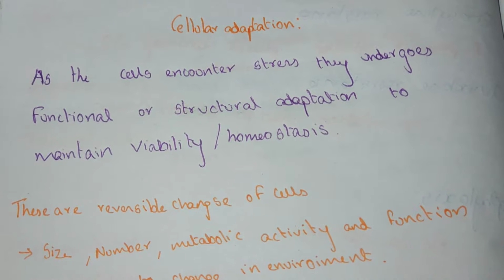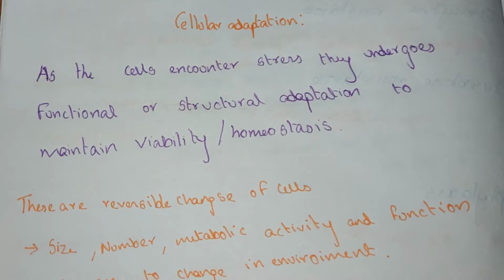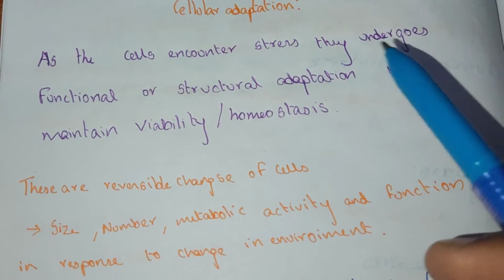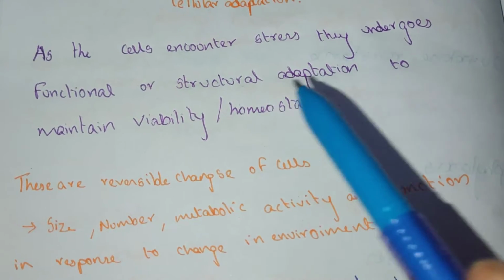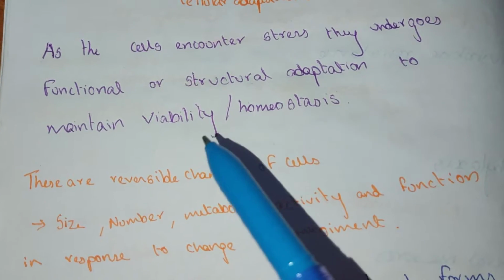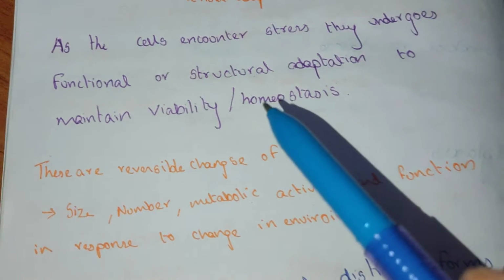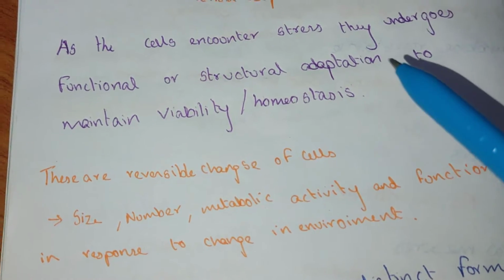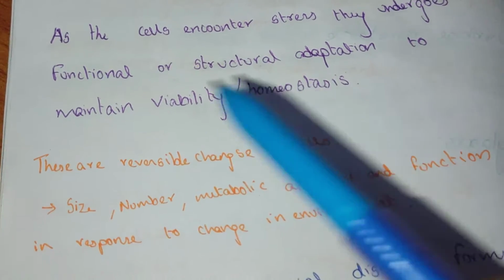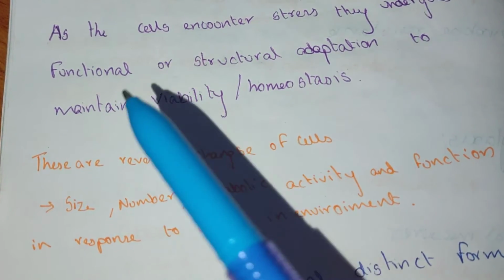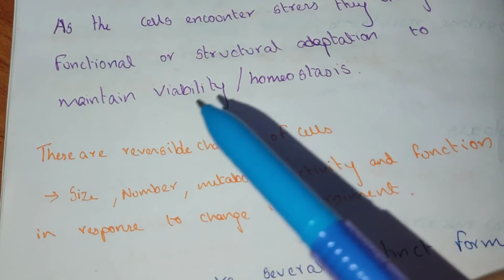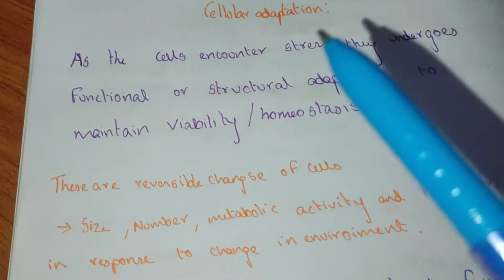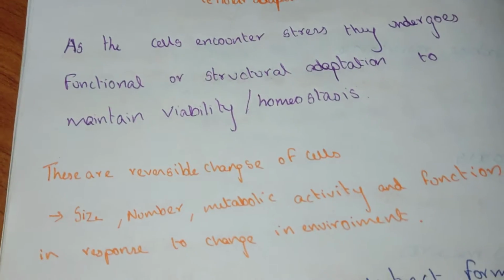Here we are going to see about cellular adaptation. As the cell encounters stress, it undergoes functional or structural adaptation to maintain viability and homeostasis. If any cell undergoes stress, it adapts to the stress structurally as well as functionally to maintain viability and homeostasis to work properly, which is known as cellular adaptation.